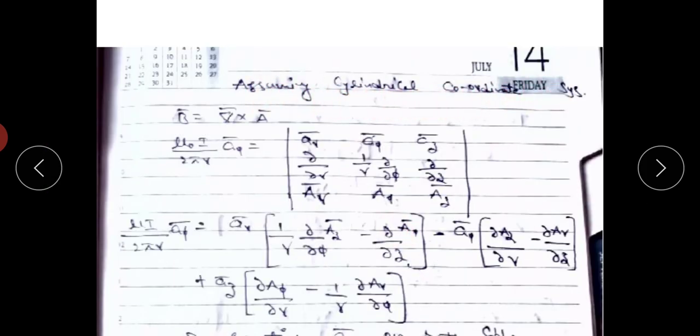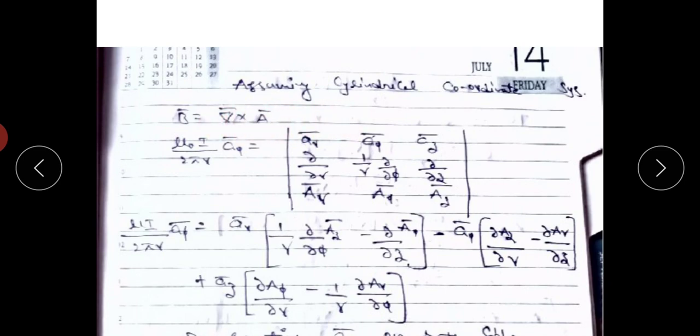Assuming the cylindrical coordinate system, the relation between the flux density and vector magnetic potential is B bar equals del bar cross A bar. B bar equals mu naught I by 2 pi r into a phi bar, and del bar in the cylindrical coordinate system is dou by dou r into a r bar plus 1 by r into dou by dou phi into a phi bar plus dou by dou z into a z bar. This is the del operator in the cylindrical coordinate system. Next, A bar equals A r into a r bar plus A phi into a phi bar plus A z into a z bar. Next, find del bar cross A bar.